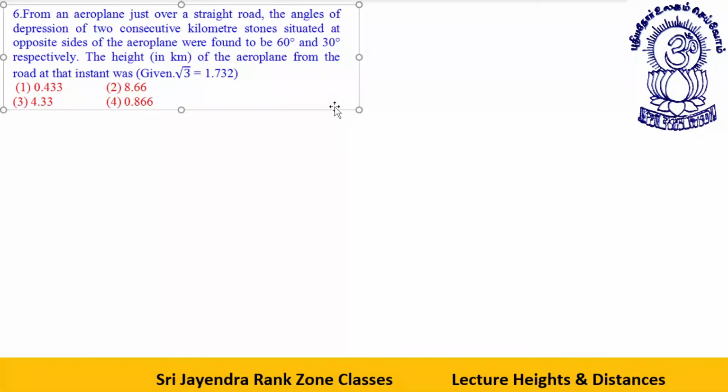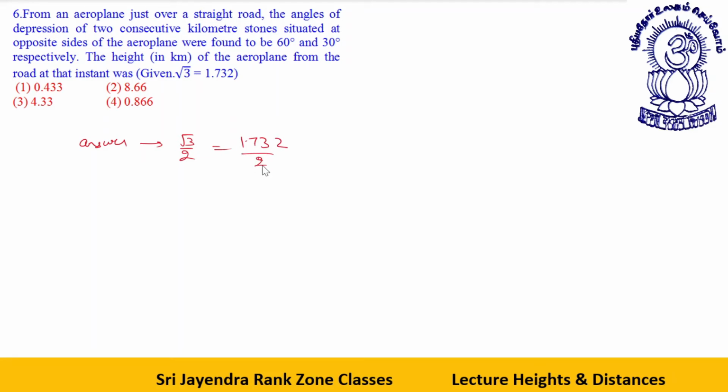From an aeroplane. It's same. Here the answer will be a direct answer. Just go through the question. Similar to the previous one, answer is what? Root 3 by 2, or 1.732 by 2. This is 0.866. Option number 4 is the answer. Okay.